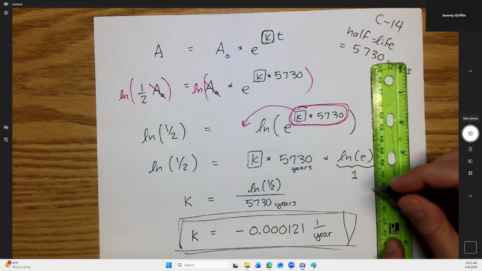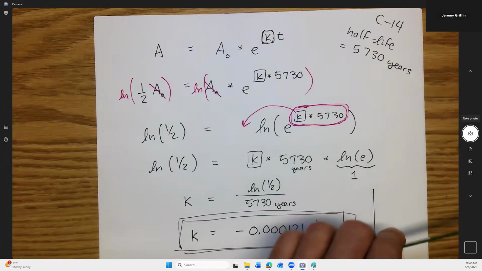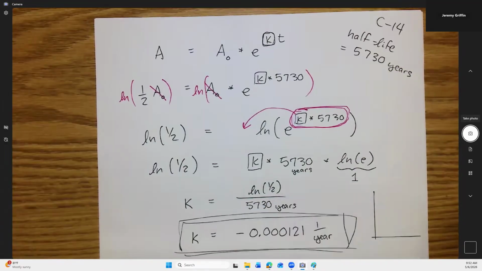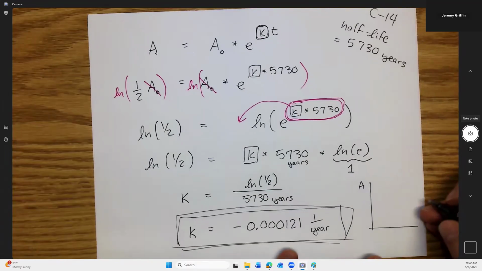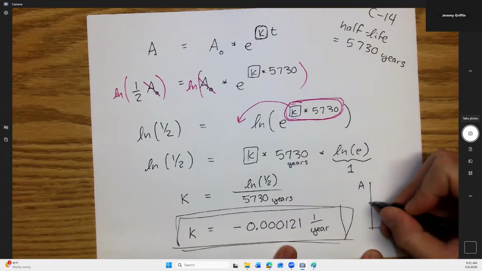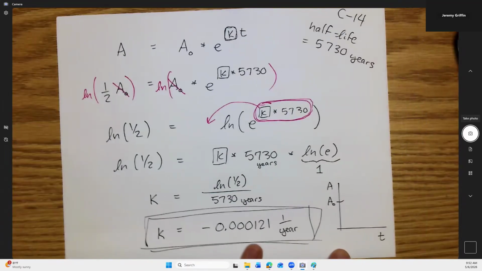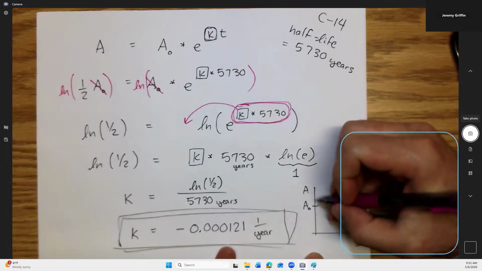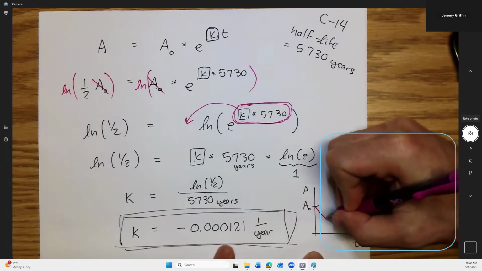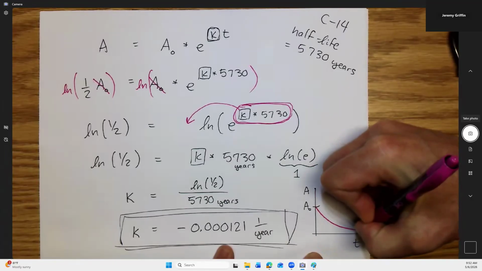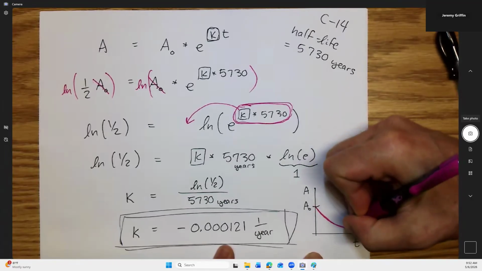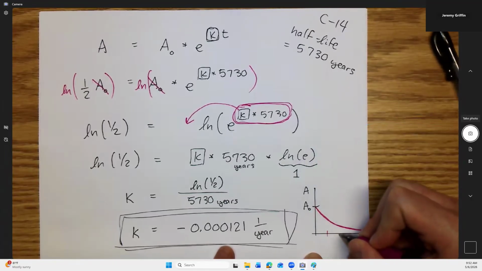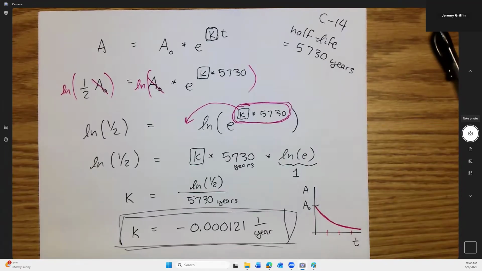While you're finishing writing that down, I'll draw you guys a little graph to the side of what this could look like. So if I want to know what's the amount of carbon-14 as a function of time, and I start off with some initial amount, this is what this exponential decay curve looks like. Approximately like this. So every time period, every 5,730 years, you get half of what you had in the previous time interval.